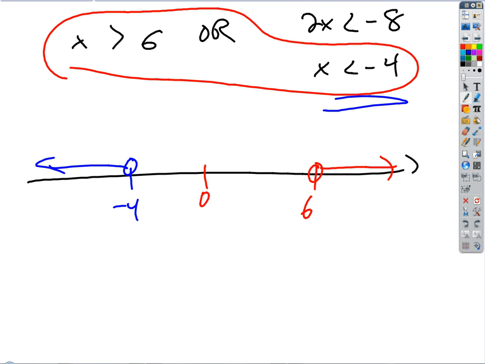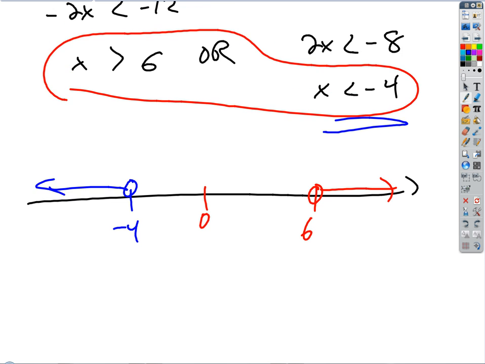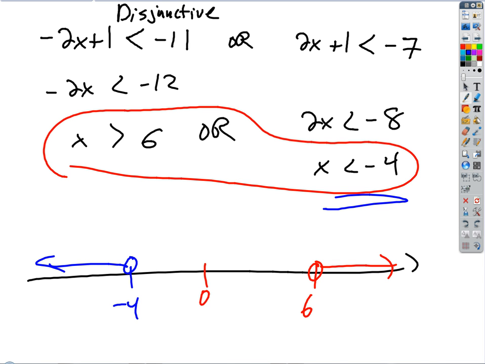For ORs, we're just going to take each of these two inequalities and solve them separately. So it's two different inequalities relating to the same variable. Yeah, two different inequalities that are relating to the same variable. Yep, yes ma'am.